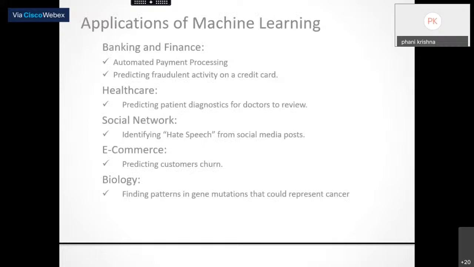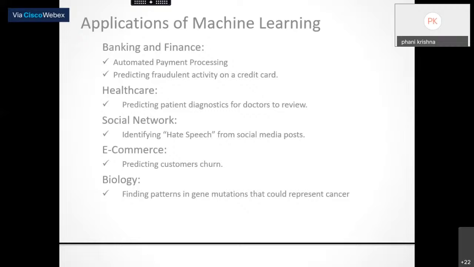Right. So here we'll go with the applications of machine learning in different fields, starting from banking and finance to biology. The first one, at the top of the list, is automated payment processing. This is what we have implemented in JPMorgan Chase, which I will explain in some time. The second is predicting fraudulent activity on a credit card. This is a well-known use case where we need to identify fraudulent activities in credit card transactions. This is a good example of anomaly detection.